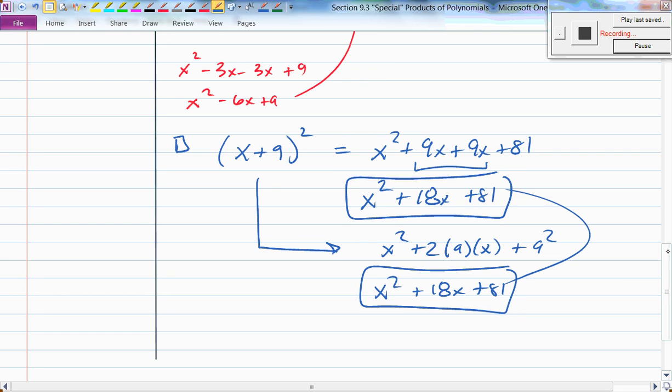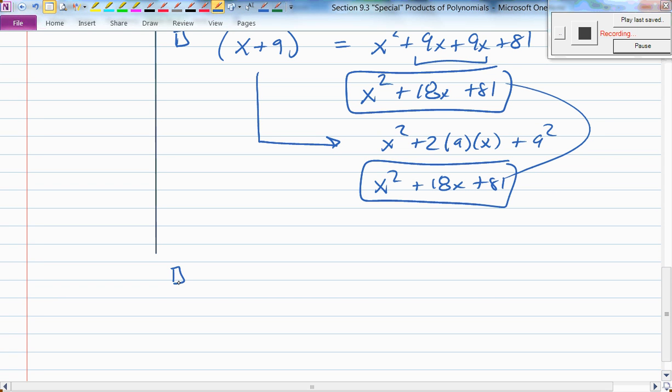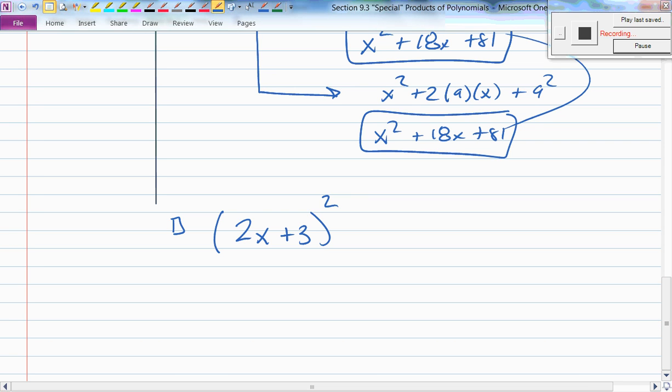Okay, now sometimes you get problems that look like this: 2x plus 3, all squared. Sometimes these come along, and we have to know how to deal with these. The rule still applies, but the only difference is now there's a coefficient attached to the first term. So when you square the first term, you have to square all of the first term.